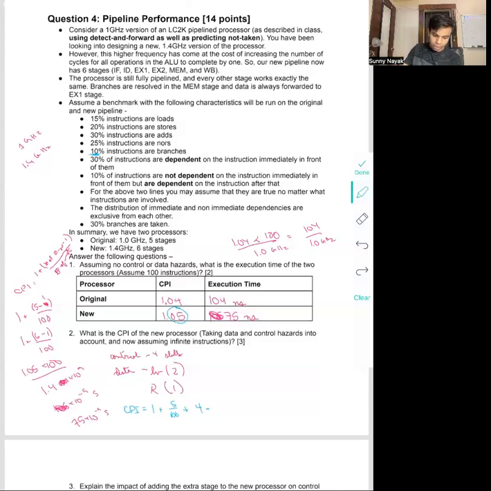But I'm going to be using prediction, and it looks like we're predicting not taken. So how often do I take branches? Those are going to be cases in which I'm going to have control hazards. Well, it says 30% of branches are taken. So 70% of the time I'm going to be right, 30% of the time I'm going to be wrong. And when I'm wrong, I have a control hazard. So this 10% accounts for how often branches occur, and this 30% accounts for how often I am wrong. So then let's look at data hazards.